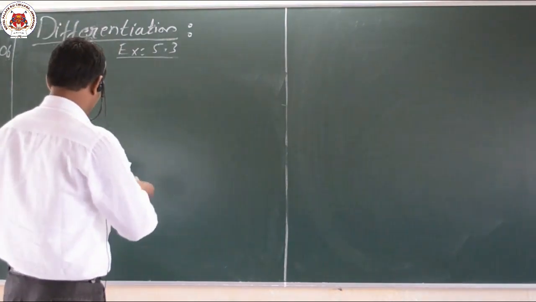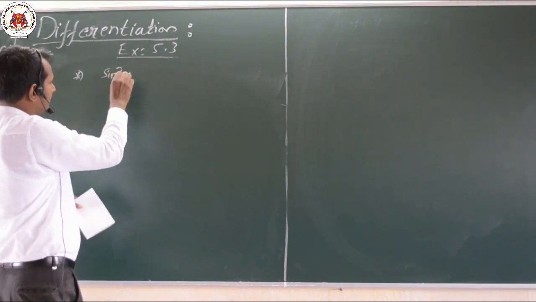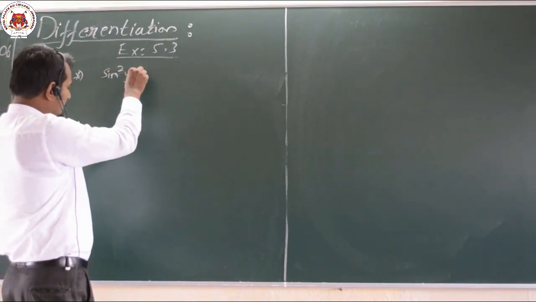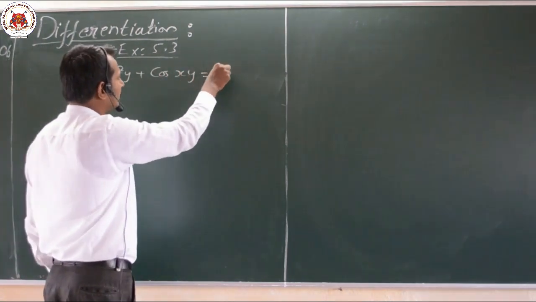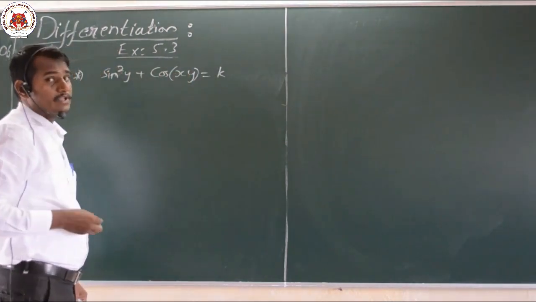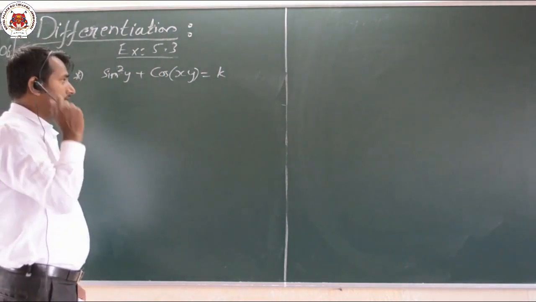The next problem is sin square y plus cos xy equal to k. Okay, it is cos of xy here. y is not different here. Now how do we try to solve here?